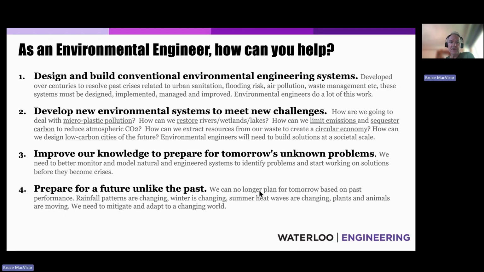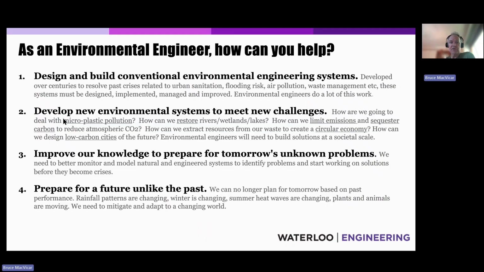So what do we do? First of all, we design and build conventional environmental engineering systems. So I'm thinking about systems related to urban sanitation, flood risk, air pollution, waste management. There's a bunch of systems that have been developed. We now design those, we build them, we manage them, and we improve them. Environmental engineers do a lot of that work.